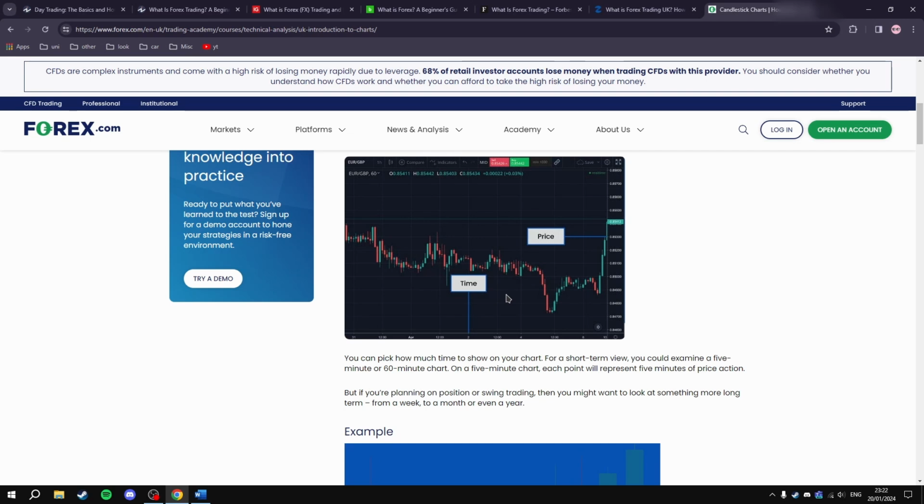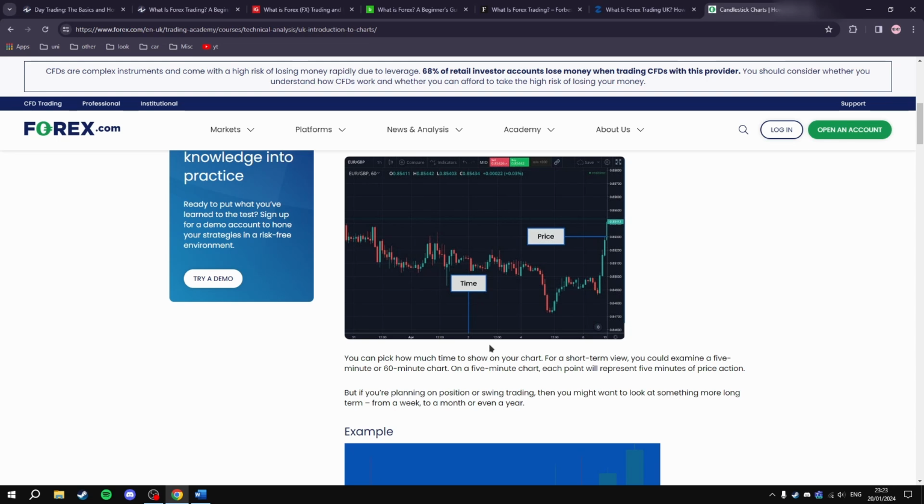But if you're planning on positional swing trading, then you might want to look at something more long-term, from a week to a month or even a year. So what is this chart then? April is here, 12/2, 12/4, 12/6. So April the 2nd, the 4th, the 6th. Is that right? Yeah, because the 31st is here, so that's March the 31st.